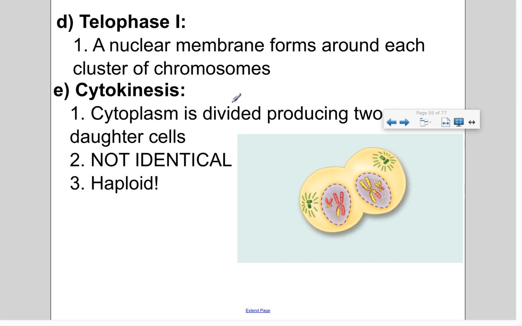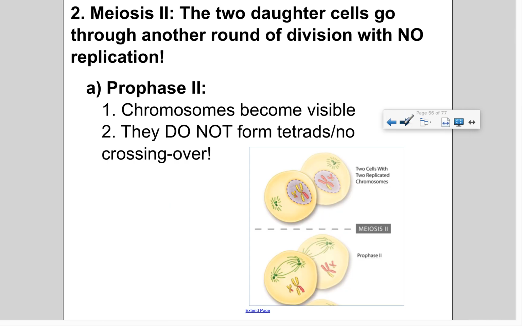Now, telophase 1 versus telophase of mitosis, you can just say that here we still have chromosomes, they're not chromatids. After telophase 1 and cytokinesis, we're going to shift gears and go into meiosis II, which is a second round of division. The thing I want to emphasize is that there is no replication here. This will give us half the chromosome number. Our chromosomes become visible. They do not form tetrads. There's no crossing over. You're going to realize that meiosis II is very similar to mitosis.